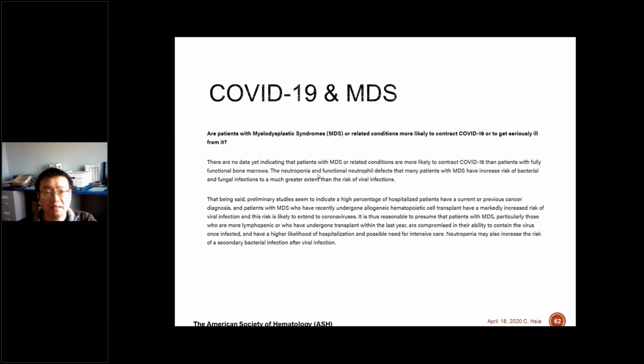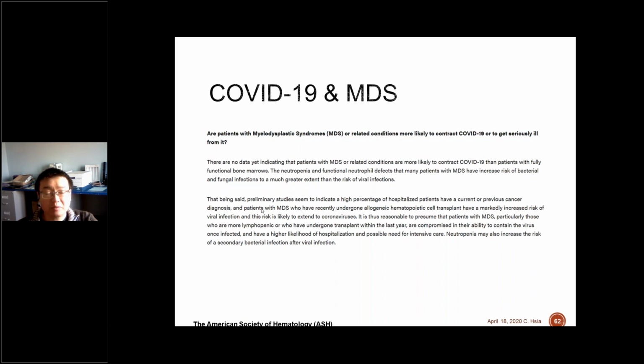The neutrophil, and again, those are the white cells that fight bacteria, and functional neutrophil defects, that many patients with MDS have an increased risk of bacterial and fungal infections that we mentioned before to a greater extent than the risk of viral infections. So again, patients with MDS, we saw that the neutrophil count is low, so we call that neutropenia, where the neutrophils may not work quite as well, they're not as functional. So those individuals are higher risk of bacterial infections, not necessarily this viral infection with COVID-19.